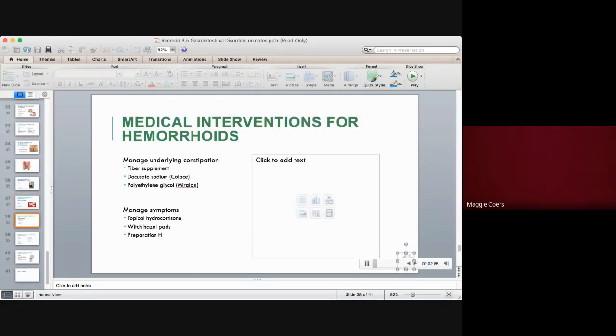As for medical interventions, they are listed here on the slide. Fiber that we talked about, a stool softener, or some type of laxative keeps the stool nice and soft to avoid straining. We can use topical hydrocortisone or witch hazel preparations like Preparation H, which help with the burning and itching symptoms.